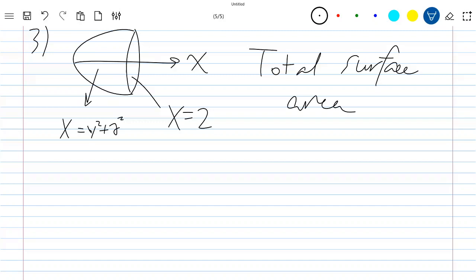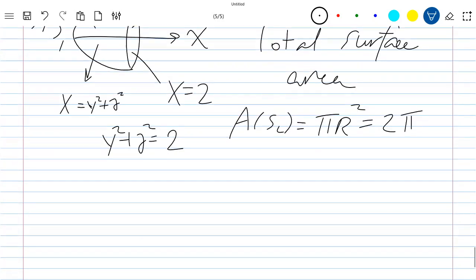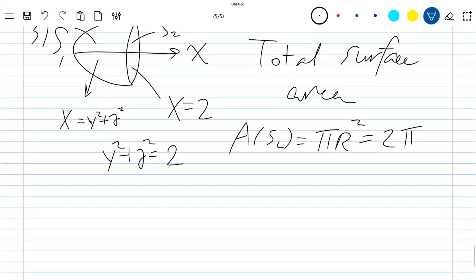Right? So obviously there are two parts, S1 and S2. And S2 is easy. What's the area of S2? You can see it's a circle, but the radius is not 1. What is the circle? The circle is y squared plus z squared equals 2. So the radius actually is root 2. So the square is still 2. So that's your area. Okay? Be careful, it's not 4 pi. It's 2 pi.